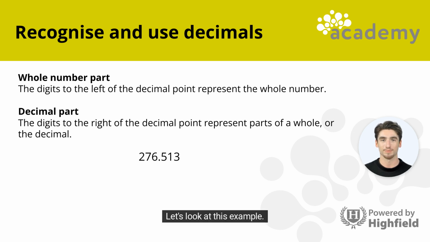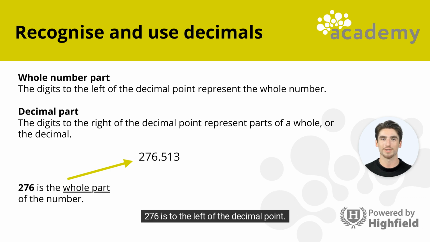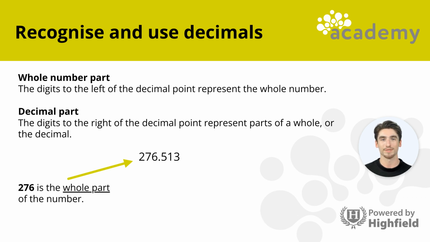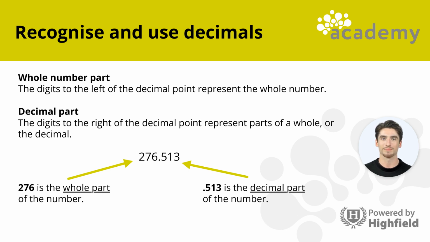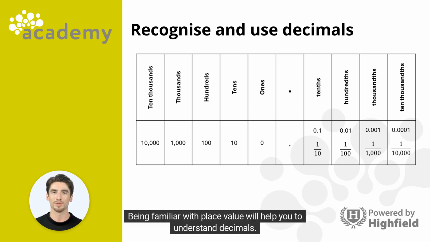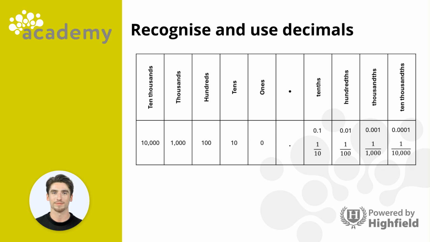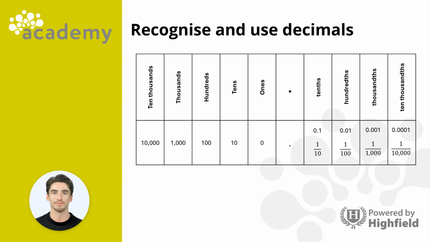Let's look at this example. 276.513. 276 is to the left of the decimal point. It is the whole part of the number. 0.513 is the decimal part of the number. It is to the right of the decimal place. Here is a place value chart. Being familiar with place value will help you to understand decimals. If you need to, pause the video while you make a note of different place values.